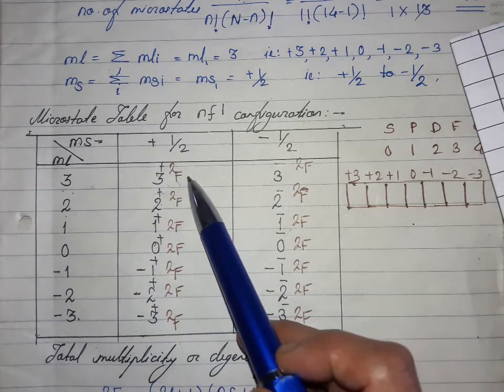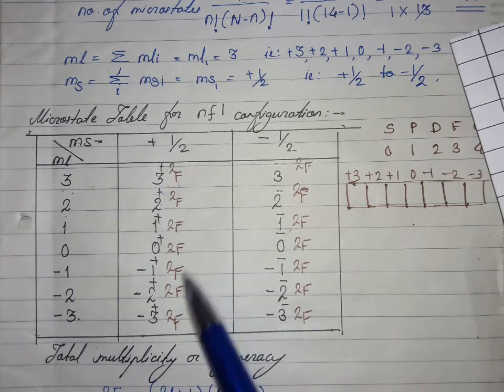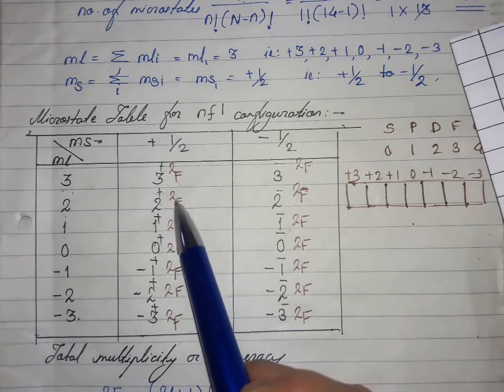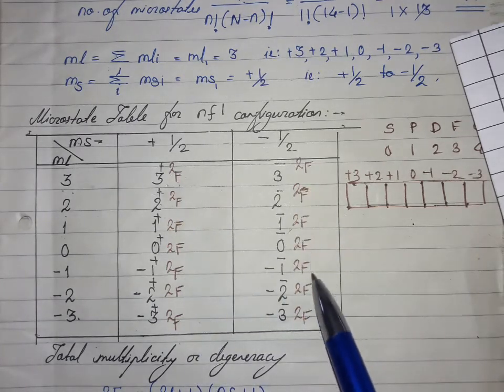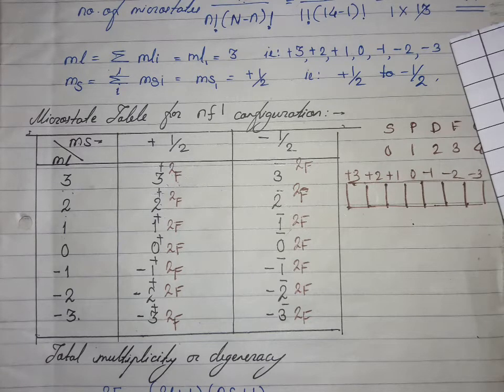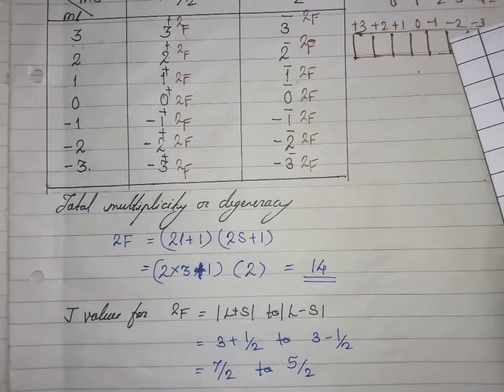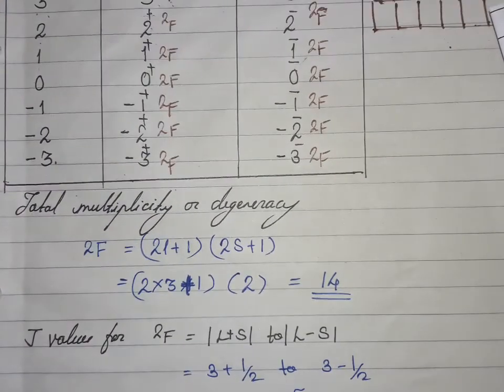Then you will get doublet F, doublet F, doublet F, doublet F, doublet F, doublet F and doublet F. So 1, 2, 3, 4, 5, 6, 7, 8, 9, 10, 11, 12, 13, 14. 14 times you will get doublet F. Now we have to calculate the degeneracy of the terms. So here, the next point is degeneracy.